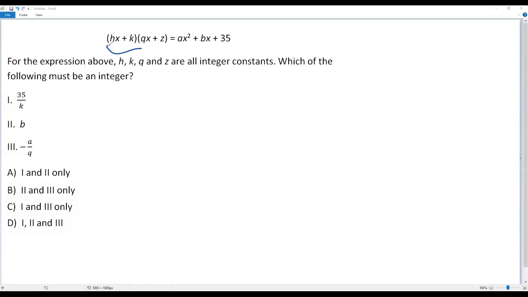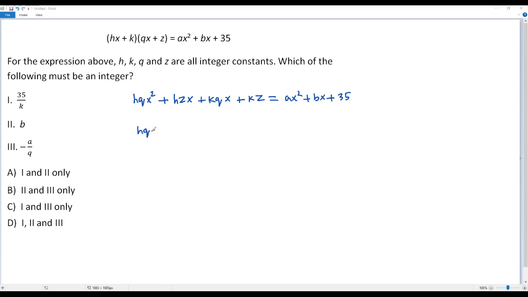Okay, now let me consider the given expression. On the left side, we have a product of two binomials. Let's multiply these two binomials using the FOIL method. First terms: hx times qx gives hq(x²). Outer terms: hx and z give hzx. Inner terms: k and qx give kqx. Last terms: k and z give kz. On the right side, we write the expression as it is, ax² + bx + 35.